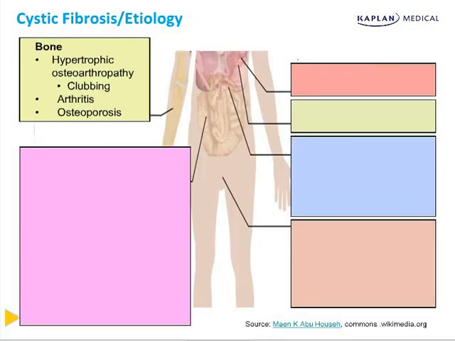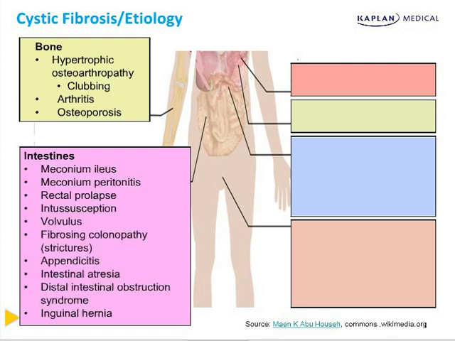In the bones, patients with CF will sometimes develop hypertrophic osteoarthropathy, a condition that can actually be seen in a variety of lung disorders. This sometimes results in clubbing of the fingers. Patients can also have arthritis, and in cases of severe vitamin D deficiency, osteoporosis.